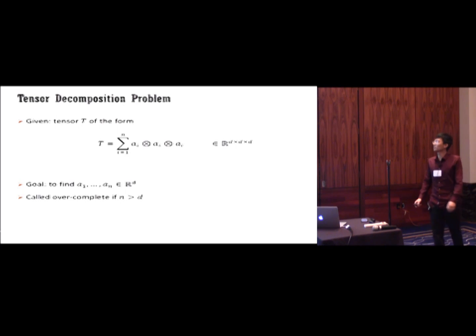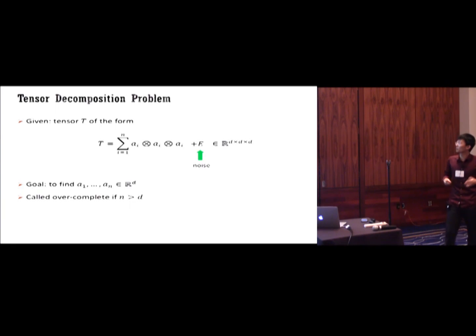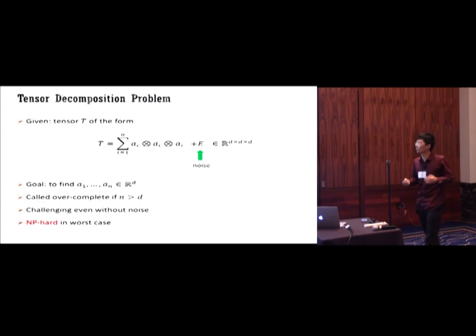This is often called over-complete tensor decomposition if n is larger than d, and this is often the most challenging case. For downstream applications, it's often useful to think about the situations when you have a noise tensor added to T, and this noise often comes from sampling error in machine learning applications. We are going to talk about noise tolerance, although let me mention that this problem is already challenging even without the noise. Actually, it is NP-hard in the worst case, so that's why we have to work with average case problems, as you will see.